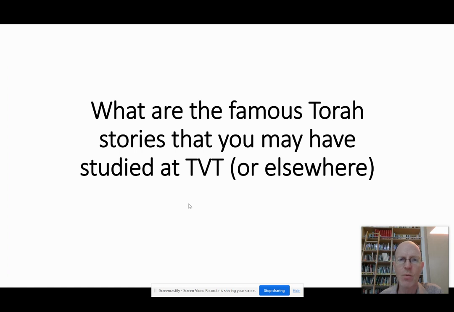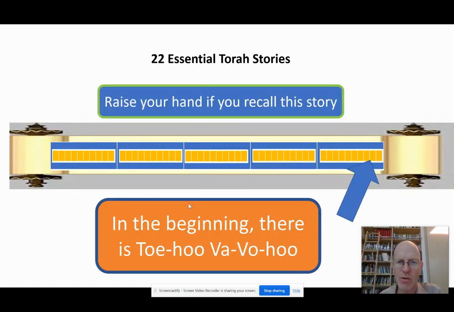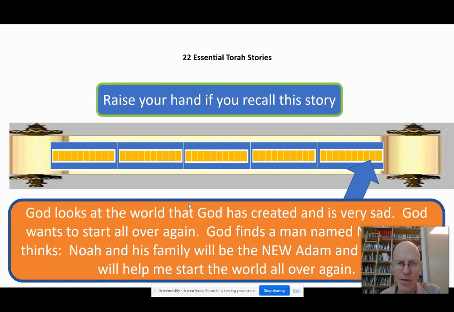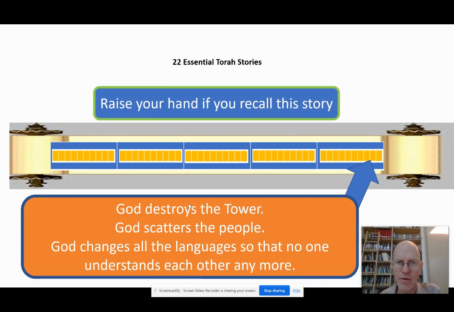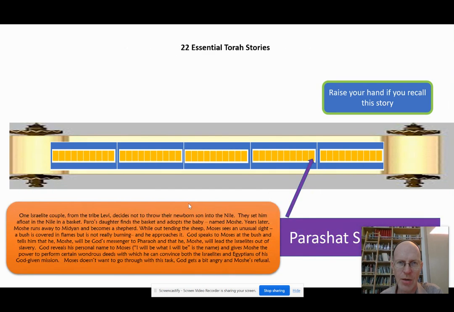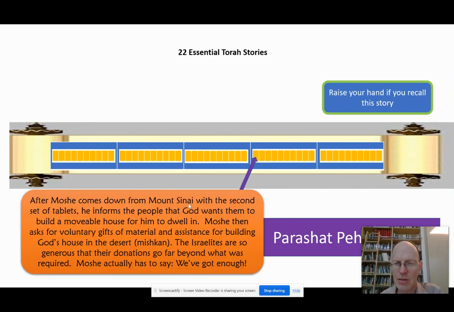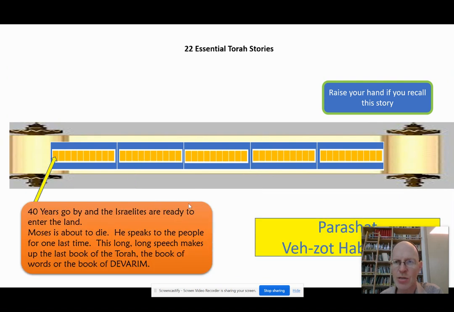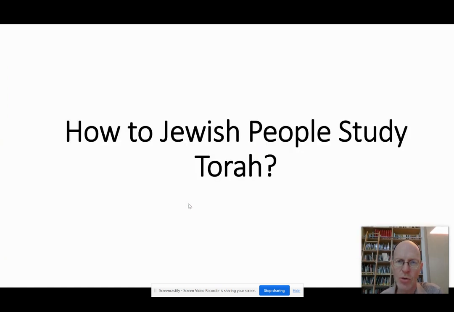And then we have the famous stories of the Torah that you may have studied at TVT or elsewhere. This is an opportunity to go through them very quickly, have people raise their hand, and maybe tell that part of the story if you want. We have the 22 essential Torah stories, and as you see, the little arrow shows that it should be moving along as we go. Here we go, we're moving through the stories. Some of them are longer summaries than others, but again, this is just to quickly jump in on the different stories within the Torah.